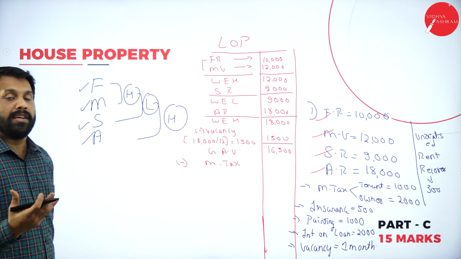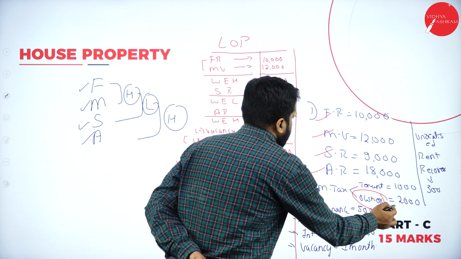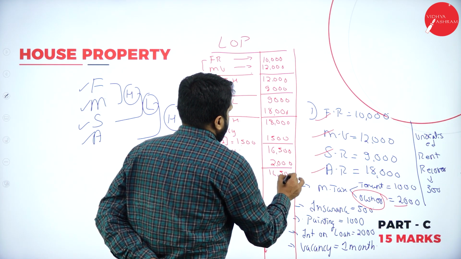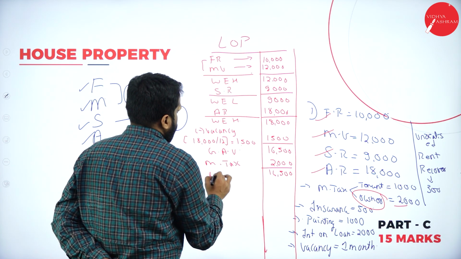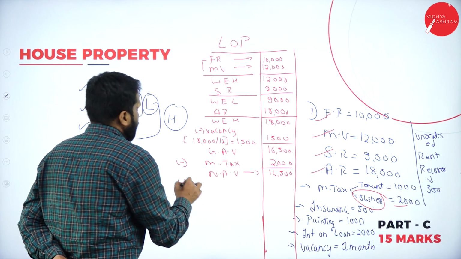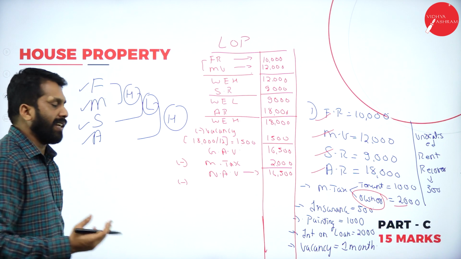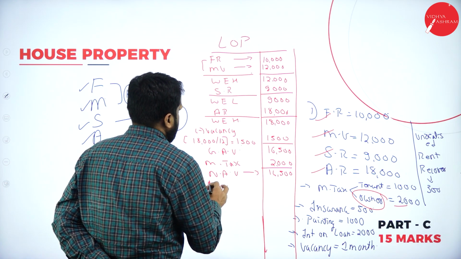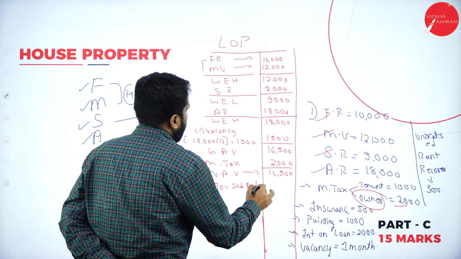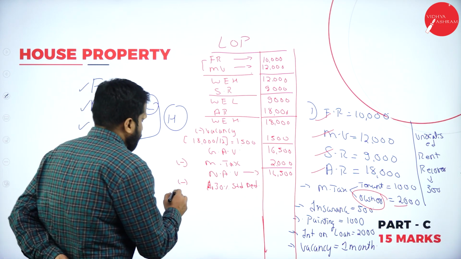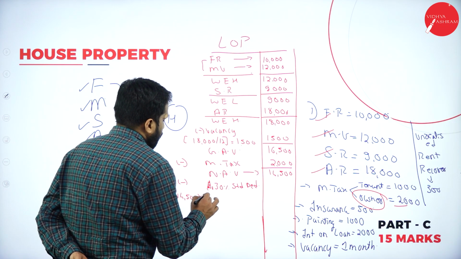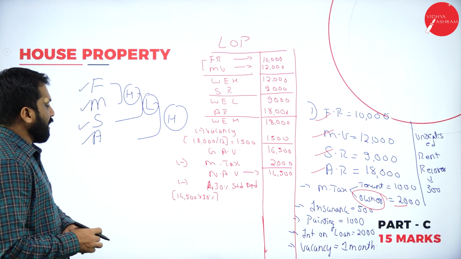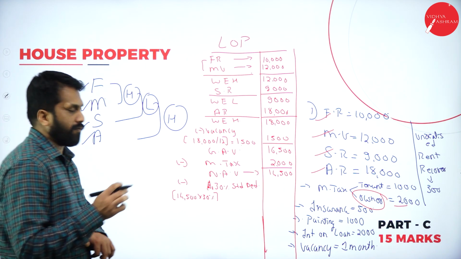Now, gross annual value minus municipal tax. Municipal tax paid by whom? It should be paid by owner. How much paid by owner? 2,000. So take 2,000, it will be 14,500. Now, what you will get? You will get net annual value. After getting net annual value, the next part will be your interest. Before interest, 30% standard deduction under section 24 on 14,500. 14,500 into 30% is 4,350.